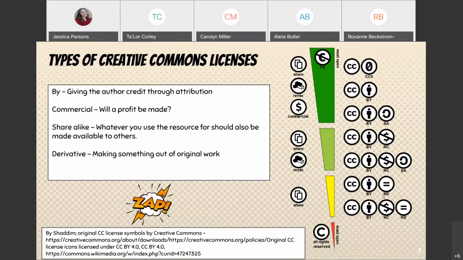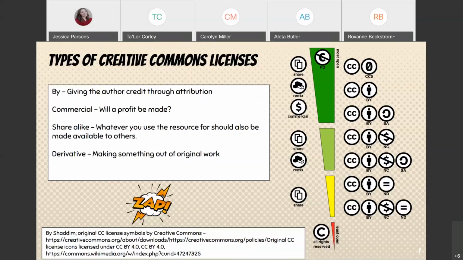Sort of the last and most restrictive version of Creative Commons licenses includes ND, or no derivative or non-derivative. This simply means that we can't make something out of these materials. That means that I could give Taylor a paper and share that paper with her if it's under a non-derivative license. I can give Taylor and Alita those papers, but what I can't do is make changes to those papers before I give it to them.